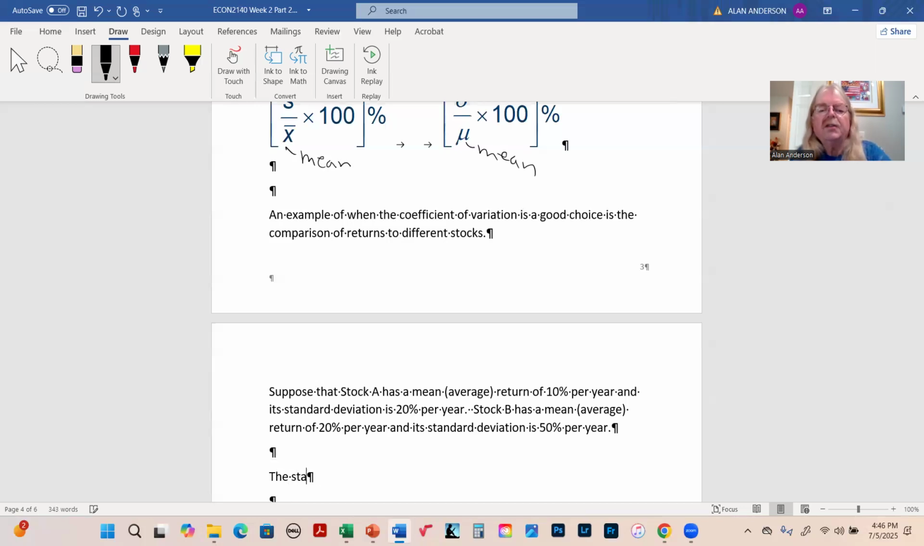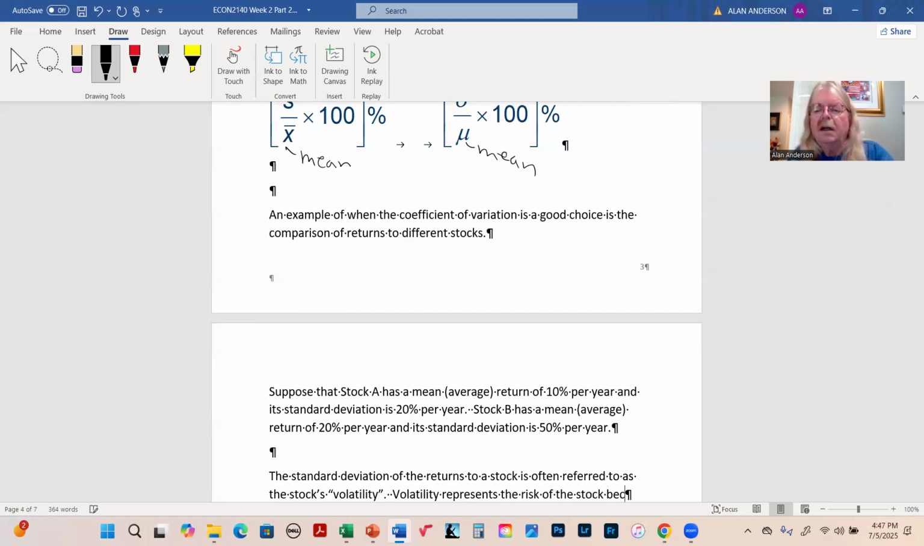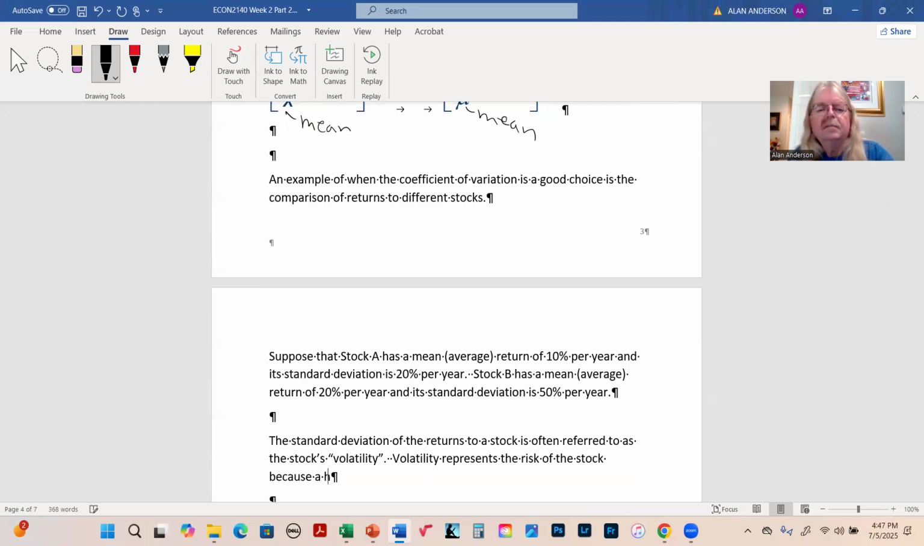So the standard deviation of the returns to a stock is often referred to as the stock's volatility. You'll see this when you get to finance class. And volatility represents the risk of the stock because a higher volatility indicates that the returns change more rapidly over time.